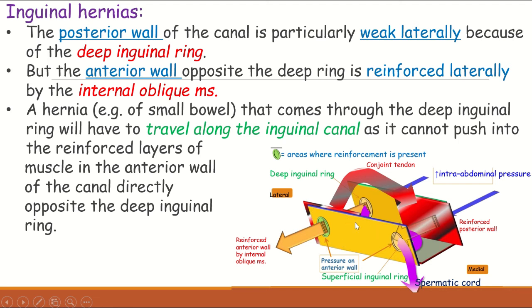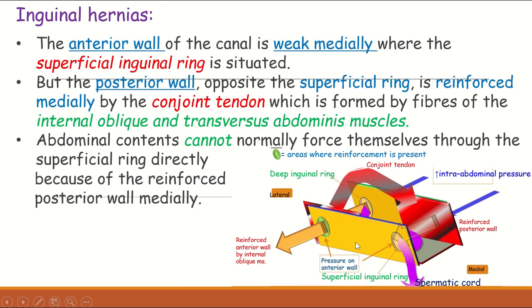Here the anterior wall is reinforced laterally. That's why this anterior wall cannot be pushed directly. But the anterior wall of the canal is weaker medially, where the superficial inguinal ring is present. Here this is the location of the superficial inguinal ring in the anterior wall, and this area near the superficial inguinal ring is weaker.